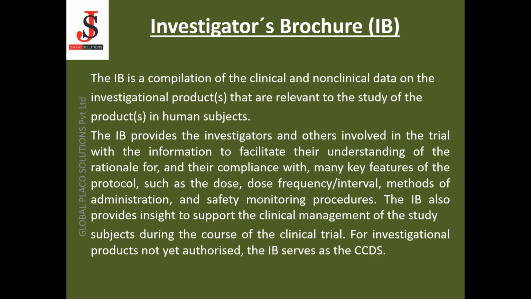Coming to the important investigator's brochure, we commonly abbreviate it as IB. The IB is a compilation of all the clinical and non-clinical data on the investigational product that are relevant to the study of the products in human subjects. The IB provides the investigators and others involved in the trial with the information to facilitate their understanding of the rationale for and their compliance with many key features of the protocol, such as the dose frequency or interval, methods of administration, and safety monitoring procedures.